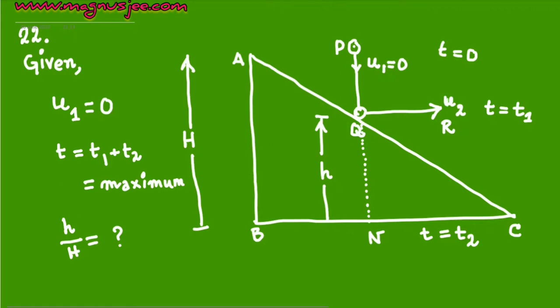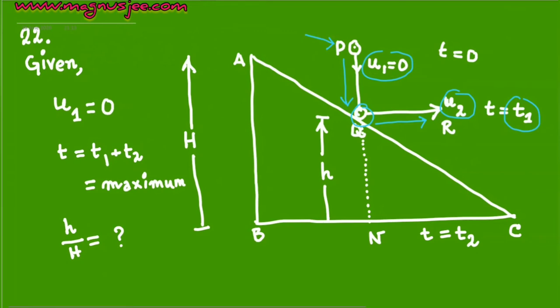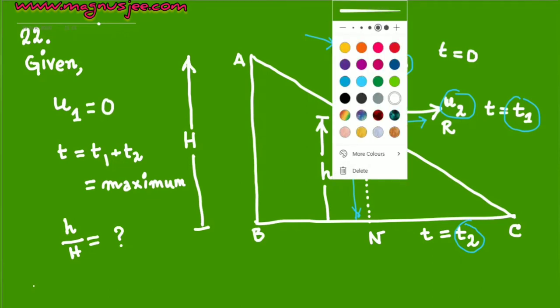Small h is the height of the point Q on the inclined plane from the horizontal line, and capital H is the height of the point P from which the body starts to fall, not the height of the point A. At the point N, the total time is T1 plus T2. P is the point from which the body starts to fall with initial velocity U1, and it strikes the inclined plane at the point Q. Small h is the height of the point Q from the base BC, and the body travels from Q to N in time T2 in the absence of the inclined plane. Actually, the body is traveling along QR, but in the absence of the inclined plane, the body will be traveling along QN.